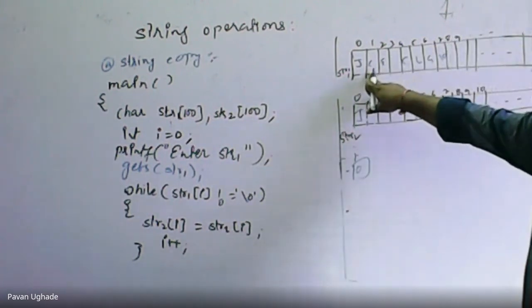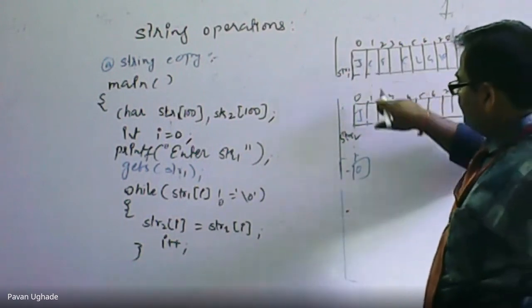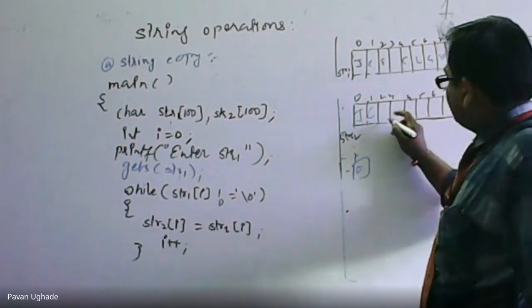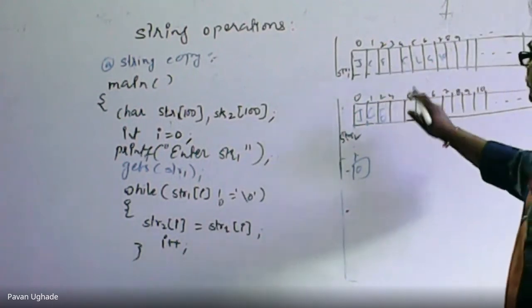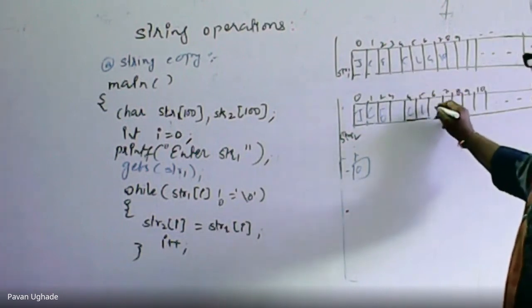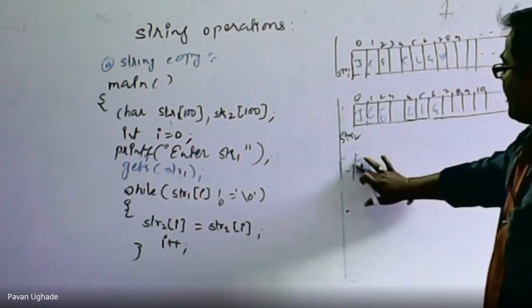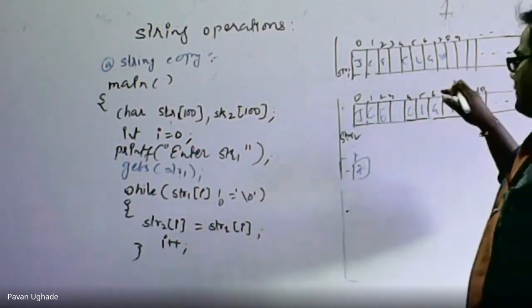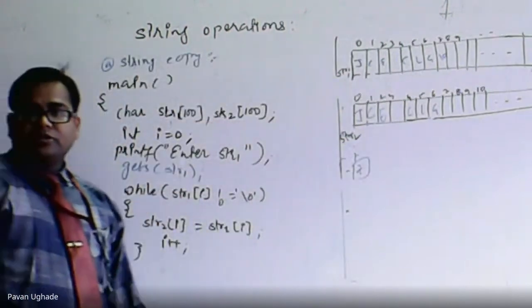Whether it is str1 of 1 equals to backslash of 0? No. Copy 1. Whether it equals to 0? No. Copy 1. Whether it is equals to backslash of 0? No. Copy 1. That is space. Copy 1. C, L, G. Whether it is equals to backslash of 0. When i becomes 7, whether it is equals to backslash of 0. Yes, it is. It will come out. Are you able to see? We have successfully copied the string.